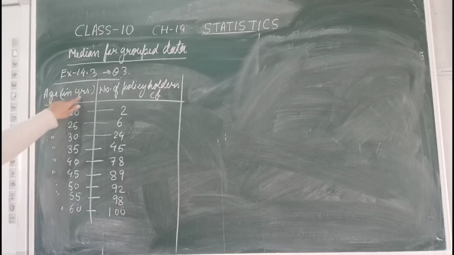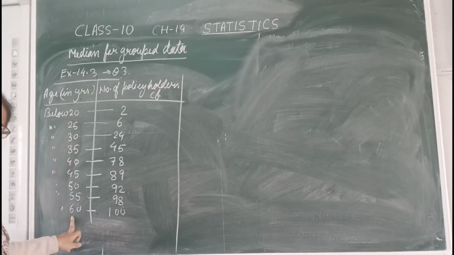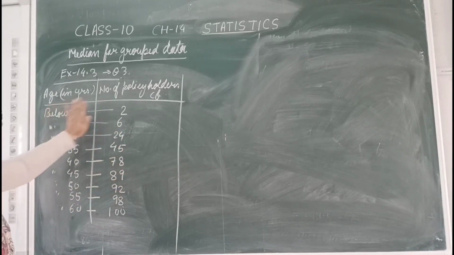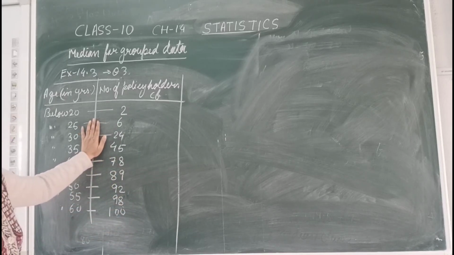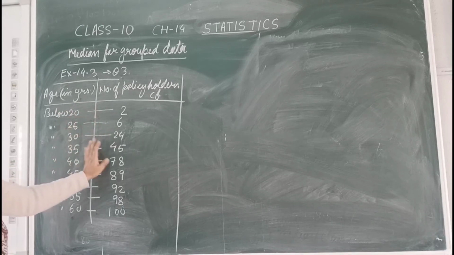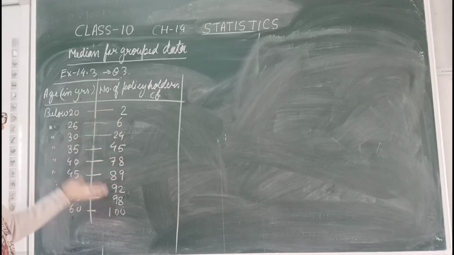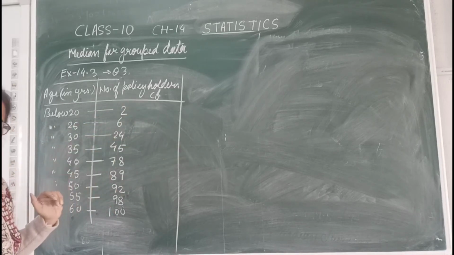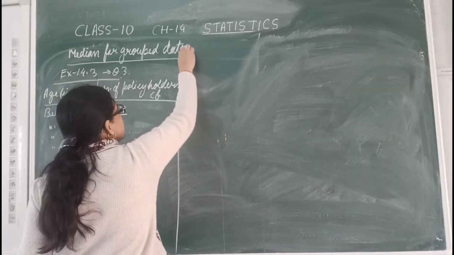The data is age in years: below 20, below 25, below 30 and so on till below 60. And the CF column is given. Obviously, since it is below, this will be the CF column. We have to find the median for this. So to find the median, first I want to convert it to a normal cumulative frequency distribution table. For that I need the class intervals, the frequency, and then the proper cumulative frequency column. So let us start the solution over here.